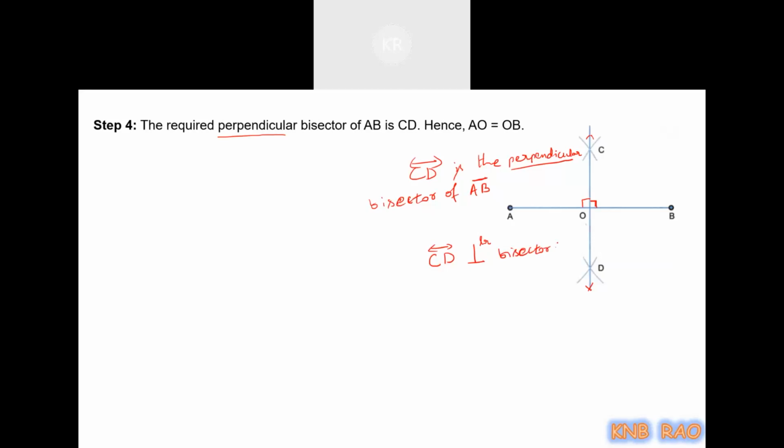Bisector of line segment AB. Like this we'll write. The perpendicular symbol is this. I have already told you. Is it clear to you, children?